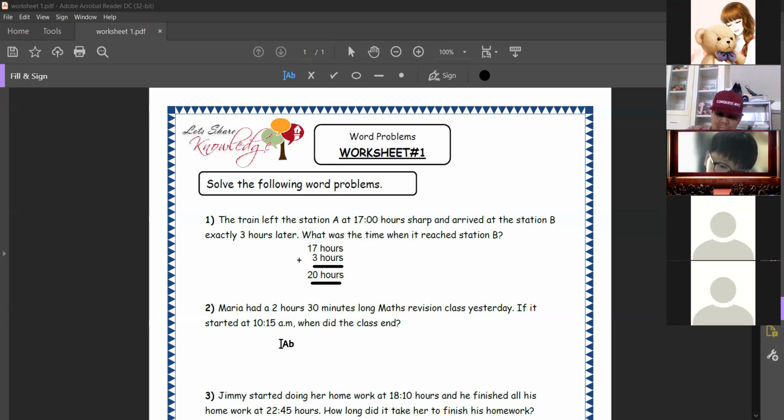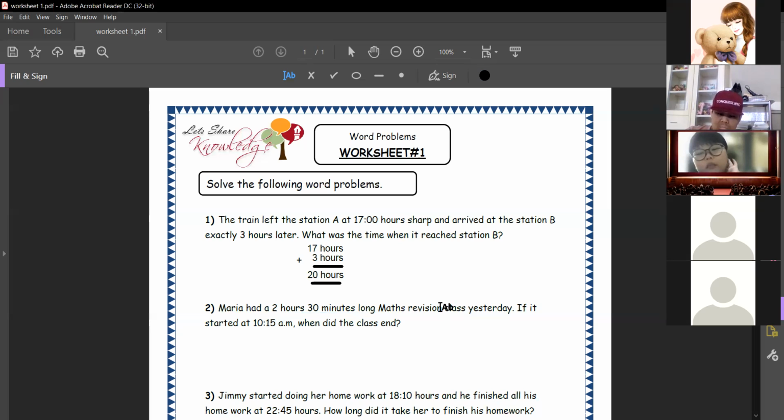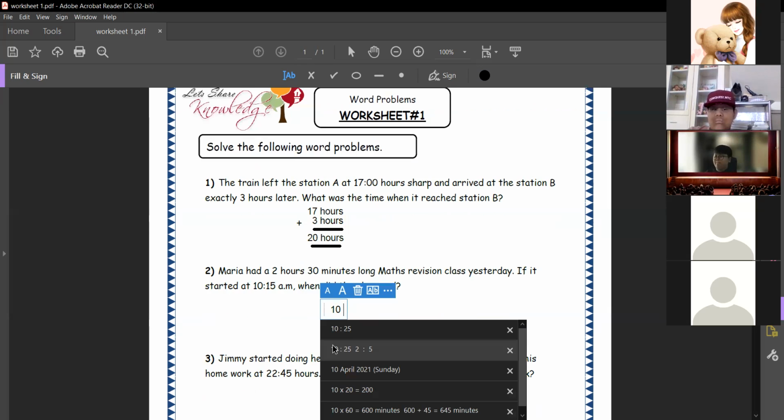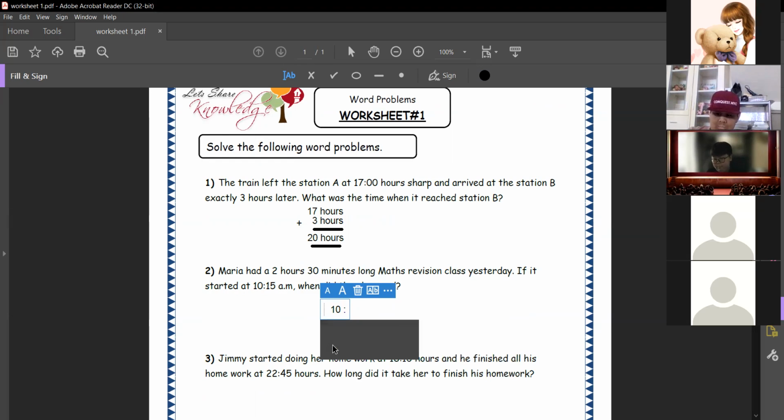12:45. But how did you get the answer? You have to explain. Who can explain to teacher? The class started at 10:15 a.m. But the duration of the class, the revision class, is 2 hours 30 minutes. So that means what time does the class end? 10:15 plus 2 hours 30 minutes. Very good.